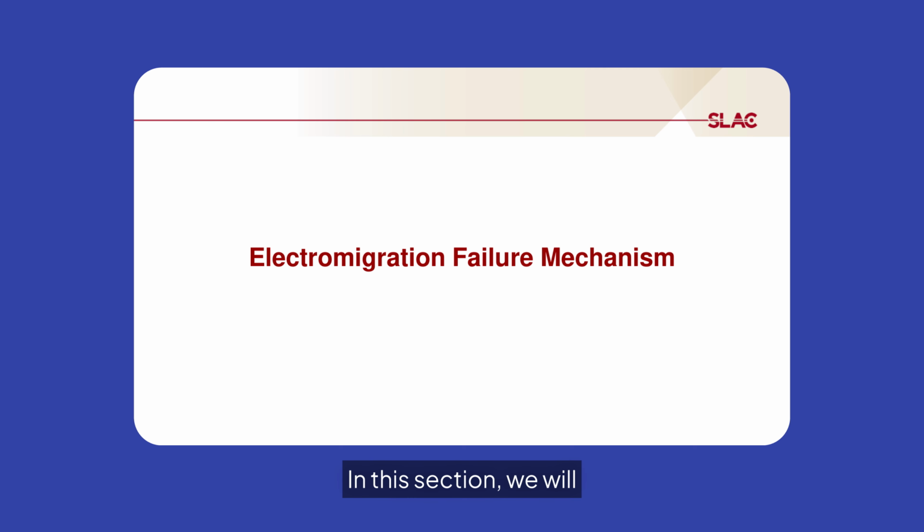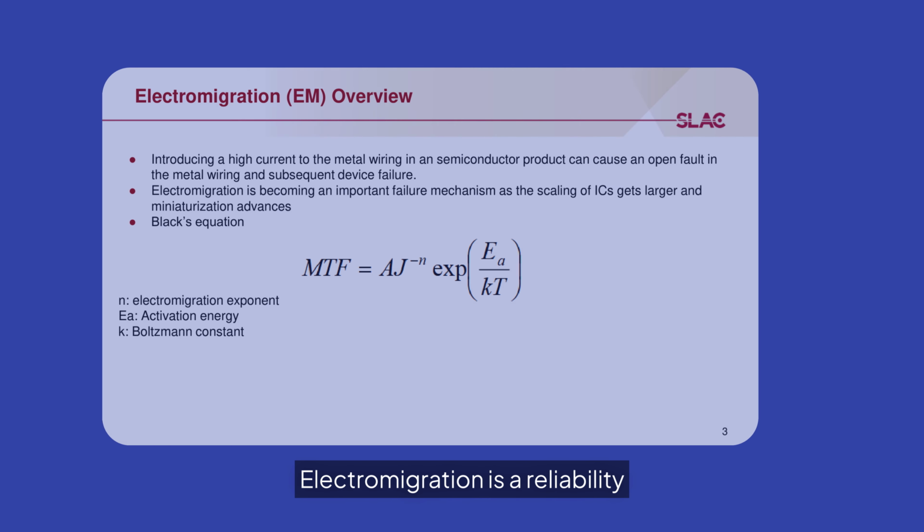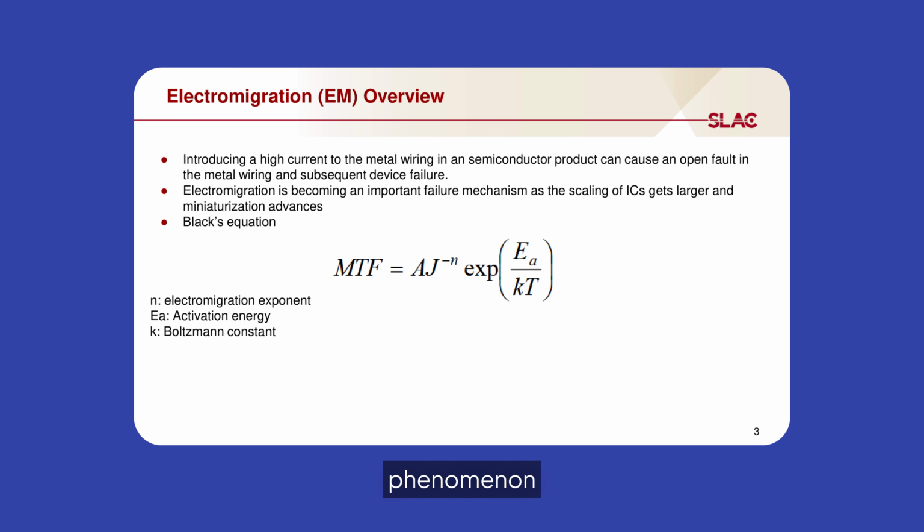In this section, we will explore the electromigration failure mechanism. Understanding this is crucial for enhancing the reliability of semiconductor devices. Electromigration is a reliability phenomenon in which high current density causes metal atoms in interconnects to gradually move over time. This atomic migration can lead to void formation, increased resistance, and ultimately open circuit failure in electronic devices.